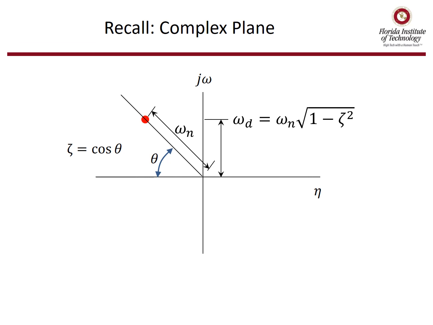So next we want to calculate natural frequency and damped frequency. Just again to review, on the complex plane the damped frequency is our y-axis coordinate, and our natural frequency is the hypotenuse, or the radial distance from the origin to our point. We can relate the damped frequency to the natural frequency using the equation omega d equals omega n times the square root of 1 minus the damping ratio squared.